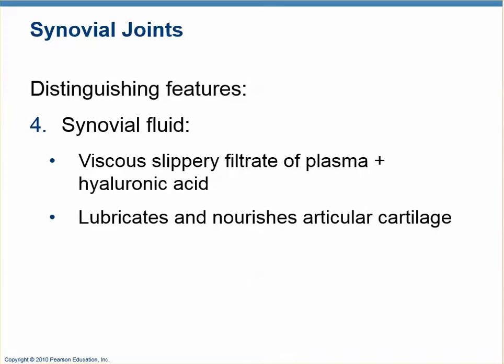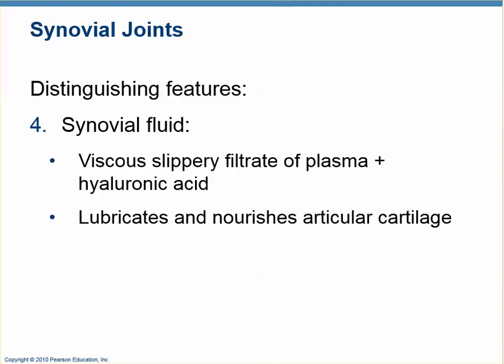The synovial fluid is created in the synovial membrane, and it lubricates the joint. It is a very viscous, slippery stuff that's made. Now, it's constantly being made and constantly being removed, because it also acts to nourish the articular cartilages. Because cartilage is avascular, the cartilage needs to get its nutrients and oxygen from somewhere, and it gets it from the synovial fluid.